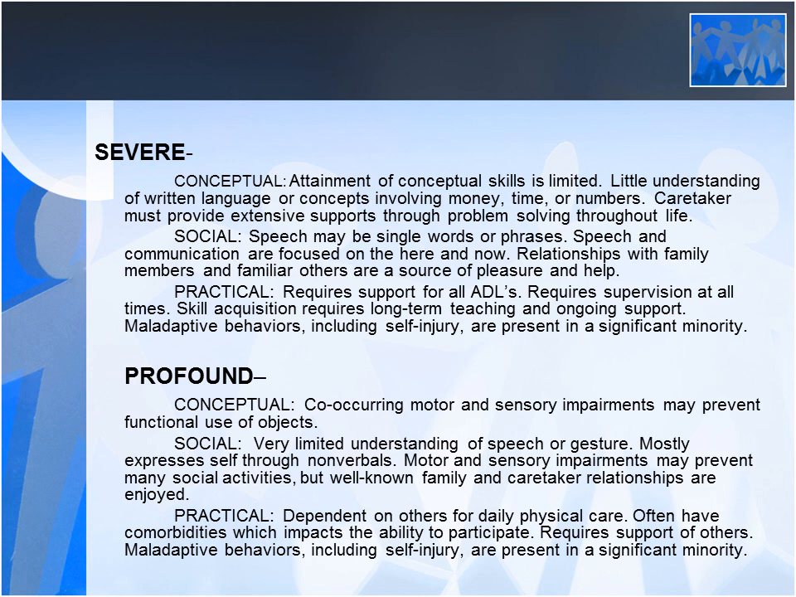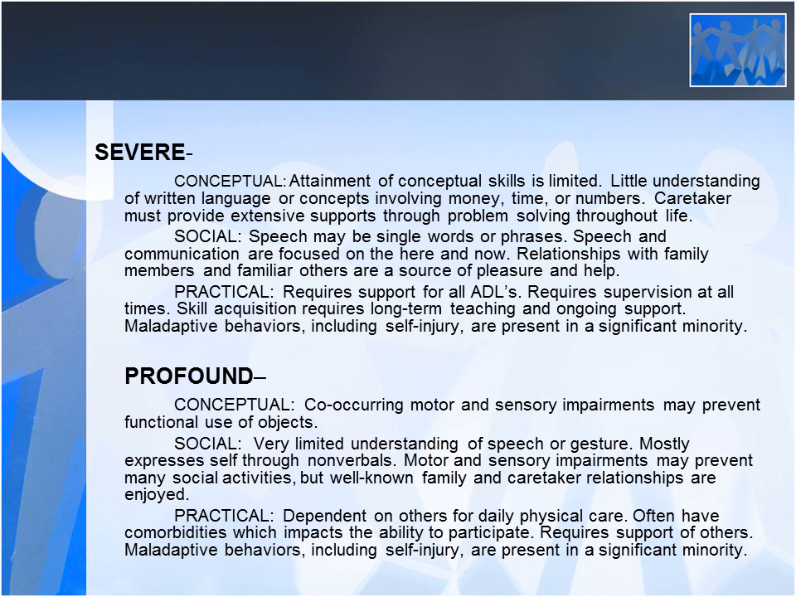Socially, they have a very limited understanding of speech or gestures, and they mostly express themselves through nonverbal communication. Motor and sensory impairments prevent many social activities, but well-known family and caretaker relationships are still enjoyed.